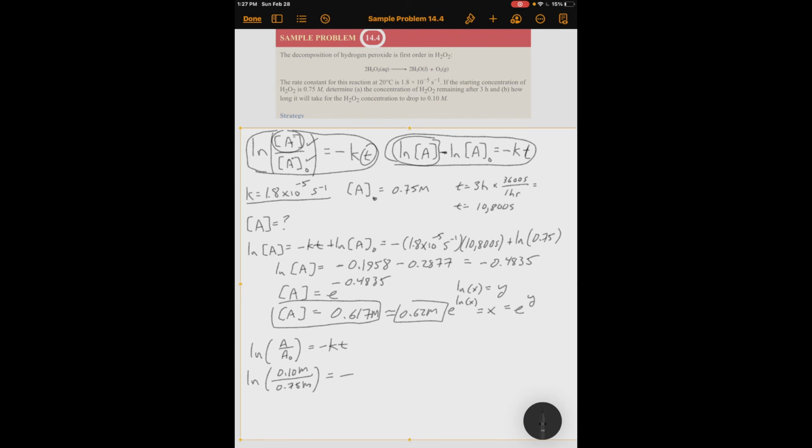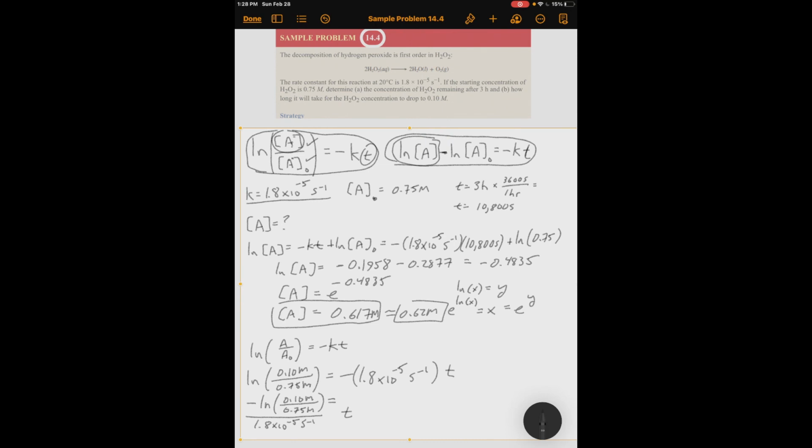Well, k is 1.8 times 10 to the minus 5. So minus kt. Well, we want to find out what t is. So what we've got to do is multiply both sides by minus 1, and then divide by k. So minus ln of 0.10 over 0.75. I've multiplied both sides by minus 1, and then I'm going to divide it by k. And that'll give us t.